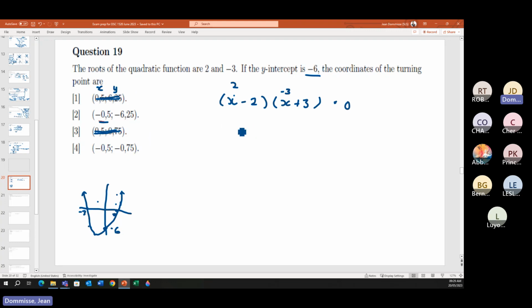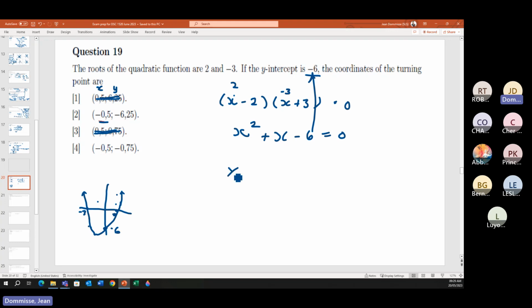But let's quickly then solve this. You sit with 2x, that is minus 2x, plus 3x, so you get x to the power of 2 plus x minus 6, okay? So we know that at least what we did is right with the y-intercept as well.